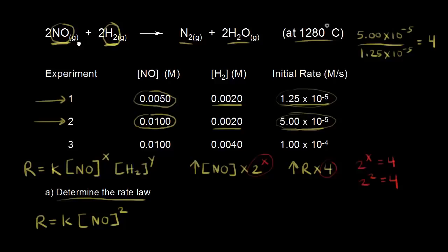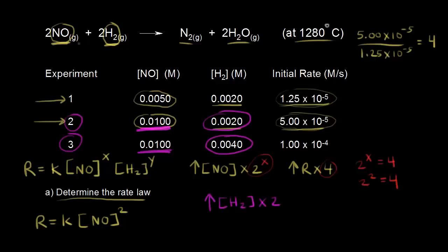Next, let's figure out the order with respect to hydrogen. So this time we want to choose two experiments where the concentration of nitric oxide is constant. So that would be experiments 2 and 3, where we can see the concentration of nitric oxide has not changed. It's 0.01 molar for both of those experiments. But the concentration of hydrogen has changed. It goes from 0.002 to 0.004. So we've increased the concentration of hydrogen by a factor of 2.